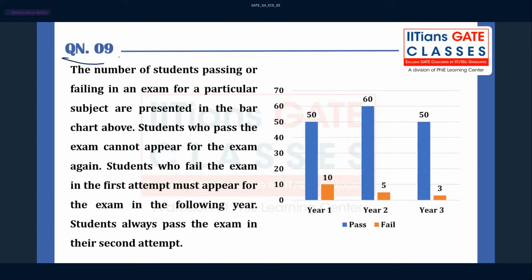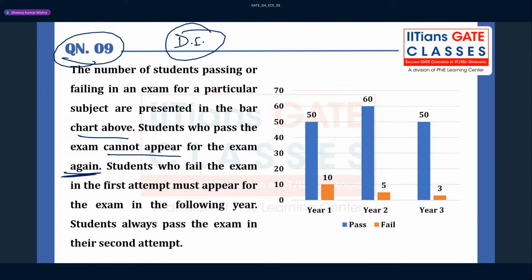Now question number 9 from data interpretation. ठीक है, the number of students passing or failing in an exam for a particular subject are presented in a bar chart above. Students who pass the exam cannot appear for the exam again. Please remember these lines, guys. These lines are very important. Students who pass the exam, like 50 students who pass the exam, cannot appear again.